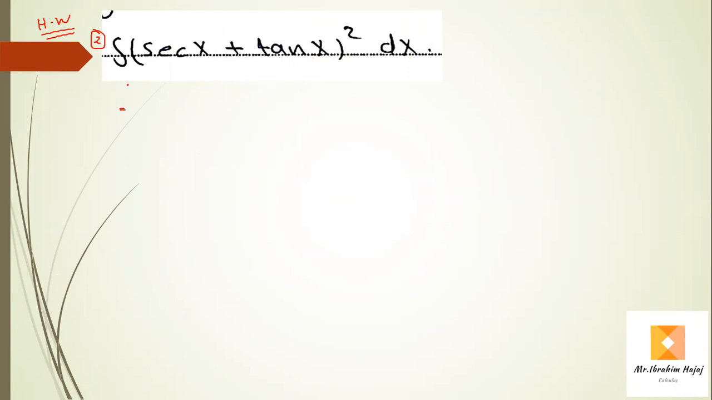Sec squared x. We have to expand first, right? Yes. Sec squared x plus 2 sec x tan x plus tan squared x, dx. Based on this fact: a plus b all squared equals a squared plus 2ab plus b squared.